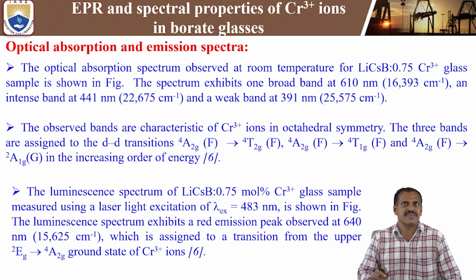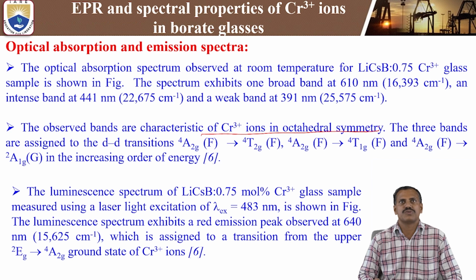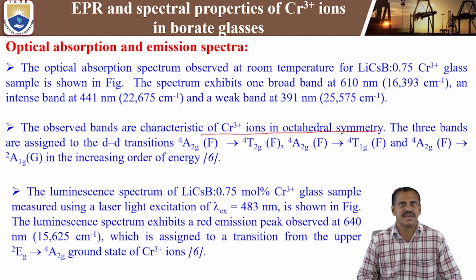There are the energy levels, in centimeter inverse, and a weak band at 391 nanometers. The observed bands are characteristic of chromium 3 plus in octahedral symmetry. This shows the absorption spectrum. These broad bands are characteristic of chromium 3 plus ions in octahedral symmetry.